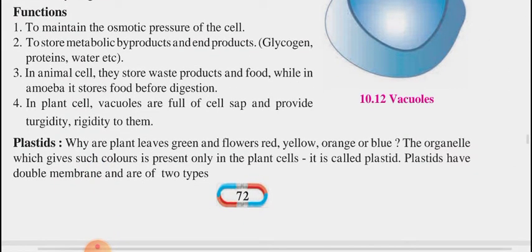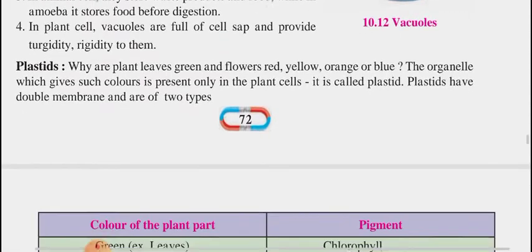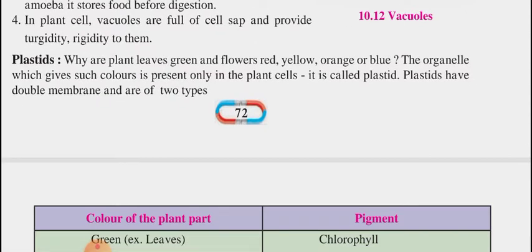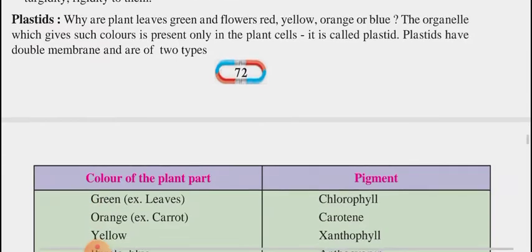Functions of vacuole. The first function is to maintain the osmotic pressure of the cell, and to store metabolic byproducts and end products. That means glycogen, proteins, water, etc. In animal cells, they store waste products and food, while in amoeba, it stores food before digestion. In plant cells, vacuoles are full of cell sap and provide rigidity to them.